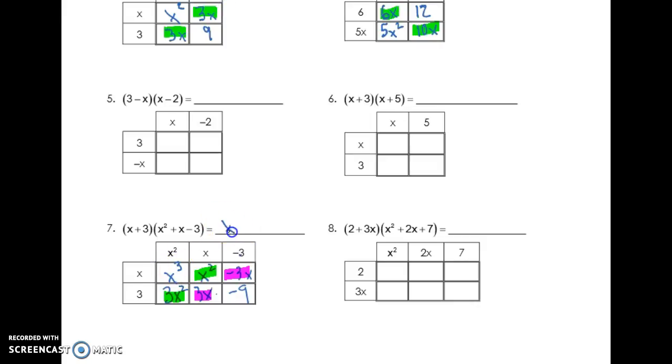I've got x to the third. 3x squared and 1x squared is 4x squared. 3x and negative 3x is 0x, so I don't need to write it. I can if I want. I'm not going to, though, because it's not necessary. And then we have the negative 9.